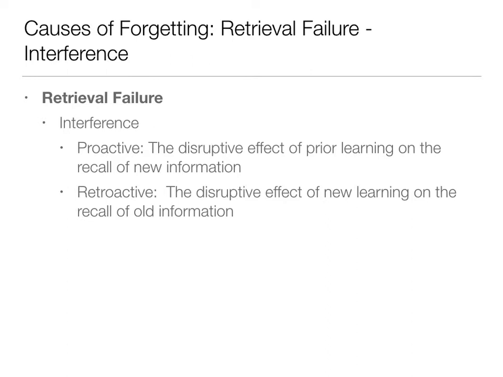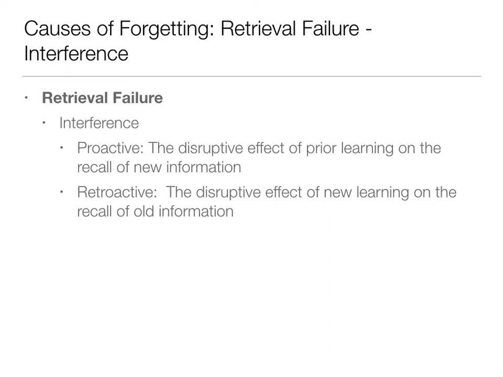They moved to a new house and they got a new phone number, and it's not just cell phones, but I have no idea what that number is because I have proactive interference. The effect of that prior information is affecting my ability to learn this new stuff. Retroactive interference would be the reverse. It would be the new information impairing my ability to recall the old information.